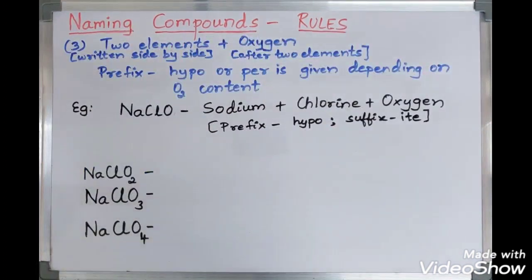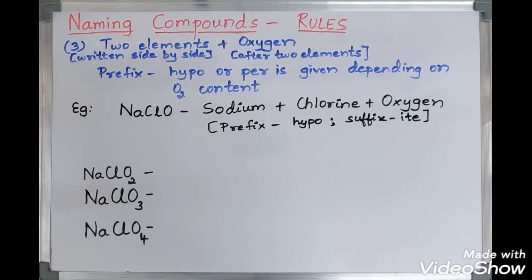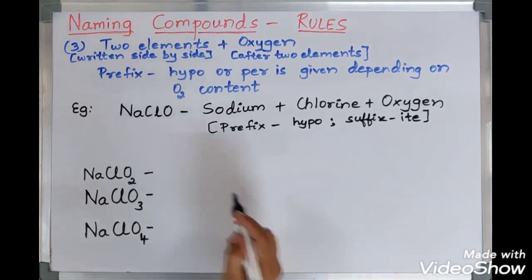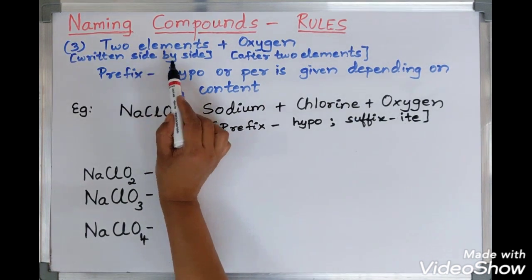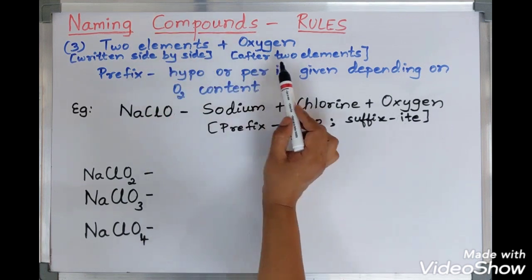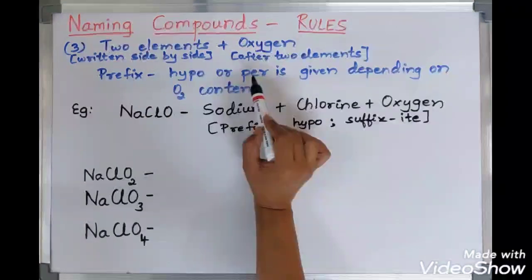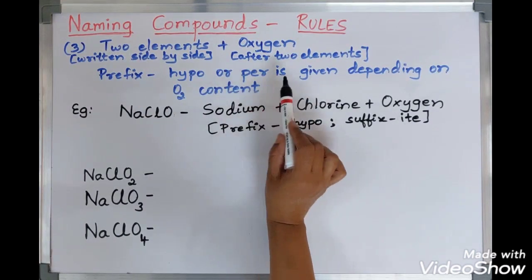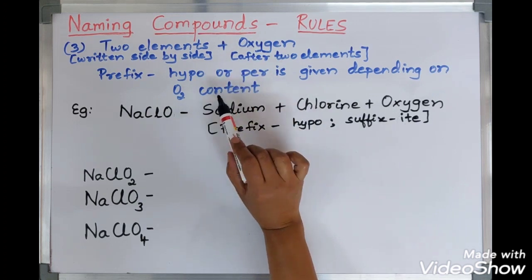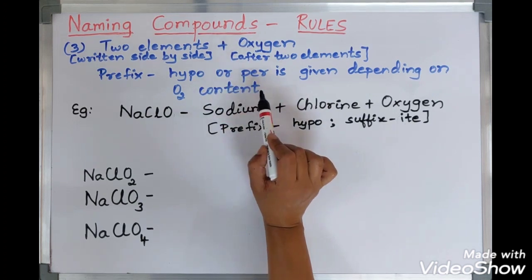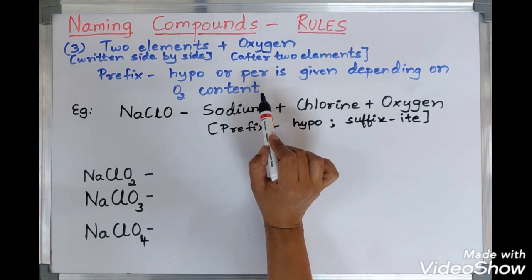Now the third rule that we will be learning is for the compound which has 2 elements and oxygen. So when we have 2 elements, you write those elements side by side, after which oxygen is written. Now here we are adding the prefix hypo or per depending on the oxygen content in the compound. To understand this better, we'll take examples and learn with the examples.